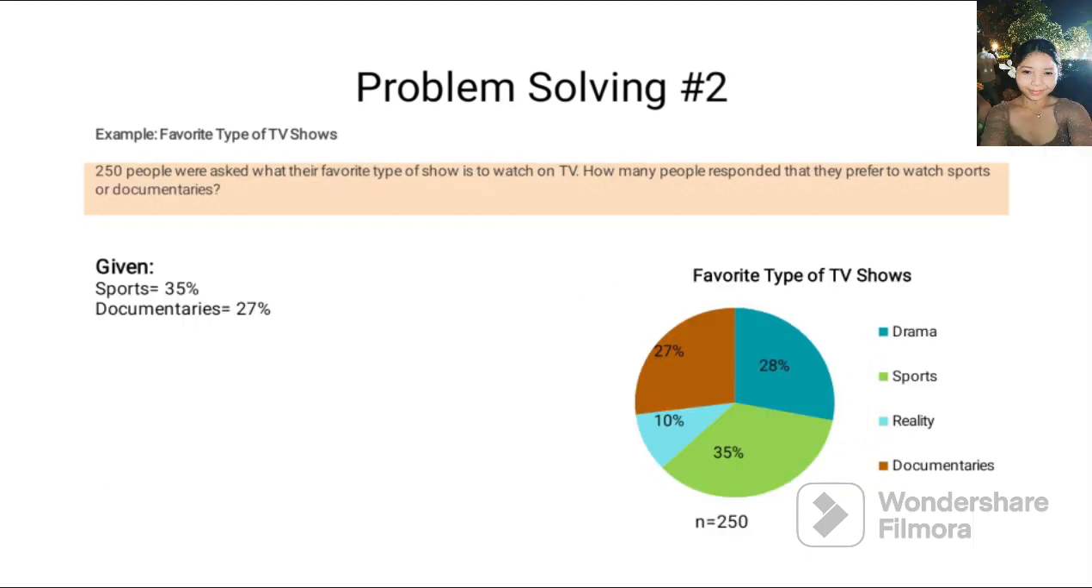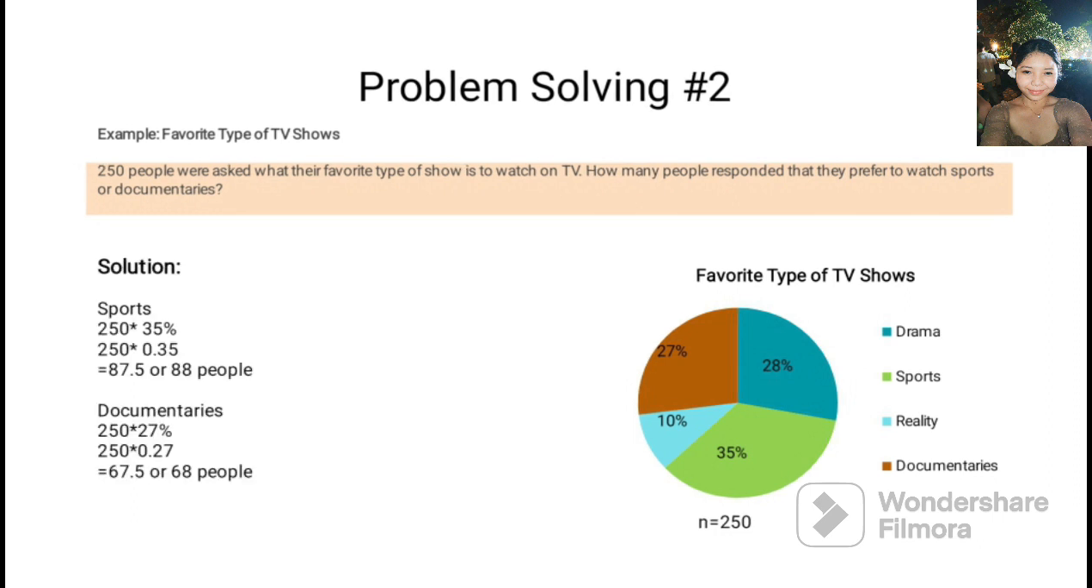For problem solving number 2, 250 people were asked what their favorite type of show is to watch on TV. How many people responded that they prefer to watch sports or documentaries? So for the solution part, we are going to multiply the number of people, which is 250, by their respective percentage. So for the sports, 250 times 35% is equal to 87.5. And we round it off because they ask about the number of people and there's no such thing as half a person. Therefore, we round it off to 88 people.